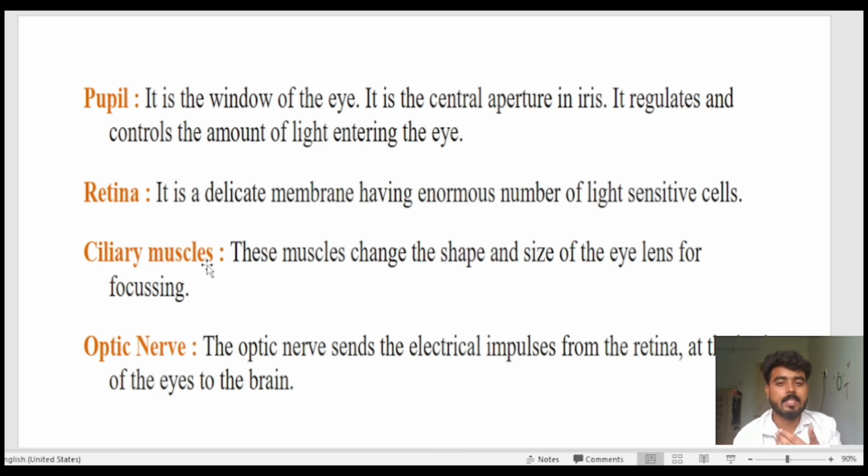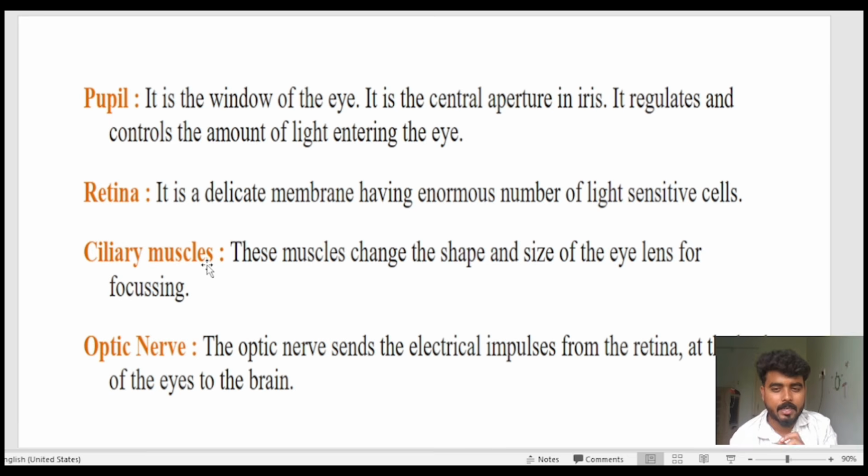Okay. The next one, ciliary muscles. What is the meaning of ciliary muscles? I told you that our eye lens is fixed here. It is hanging there with the help of these ant-like structures, called ciliary muscles or ciliary body. They help in changing the shape and size of the eye lens, through contraction and relaxation of the muscles.